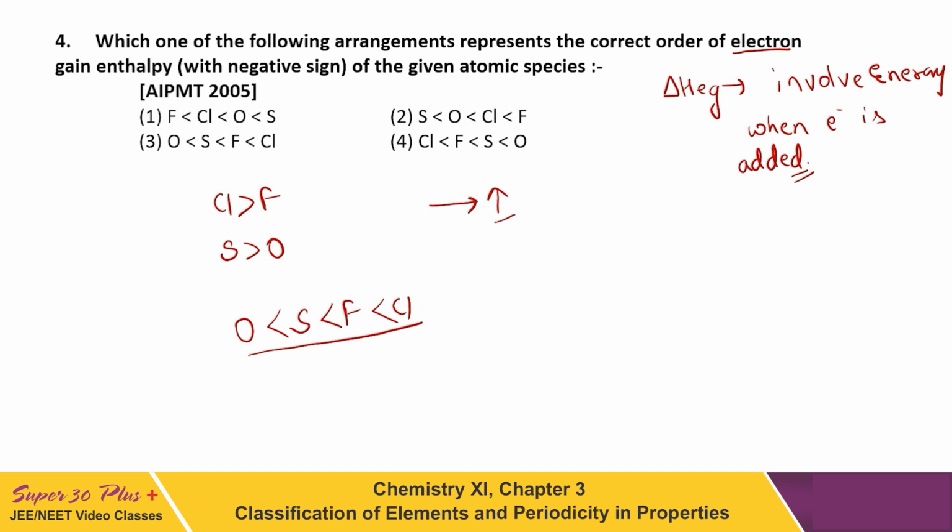So the correct order will be option number 1? No. Option number 2 is the wrong order. Option number 3 is the correct order. And of course option number 4 is also the wrong order. So the right answer of this question is option number 3. Please note down. Now here comes the next question.